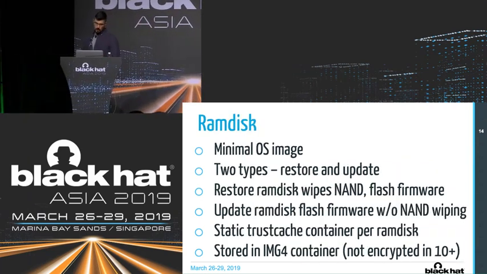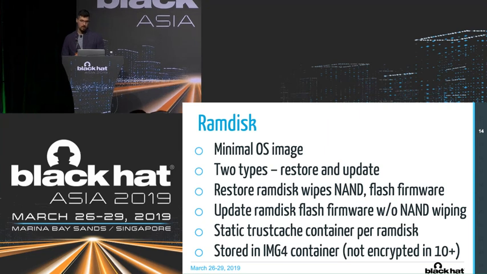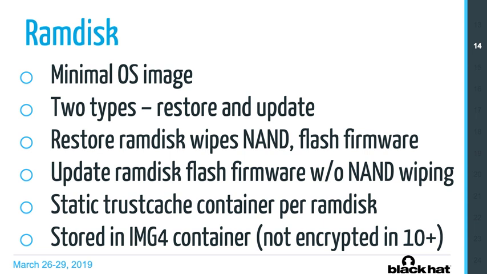The next one is the RAM disk. So the RAM disk is like a minimum OS image. It's like a minimum set of frameworks and command line tools that are used for restore and update purposes. And that's why we have two types of RAM disk. The only difference is that the restore RAM disk wipes everything from NAND and then flashes the firmware. And the update RAM disk is not wiping NAND, it's just updating the different deltas during the update process.